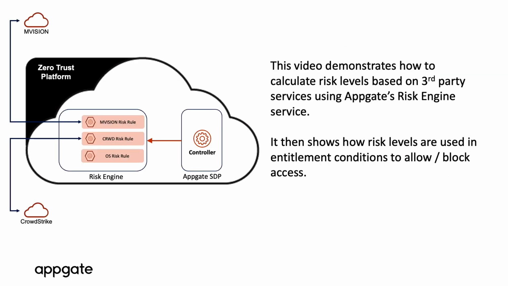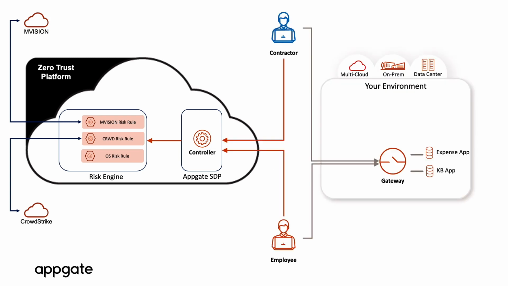So in this demo, we're going to show how the Risk Engine service makes it easy to integrate with third-party services to generate risk levels. It'll then show how those risk levels are used in entitlement conditions to allow or block access. For the curious, here's a high-level diagram of the demo setup. Now let's get to it.